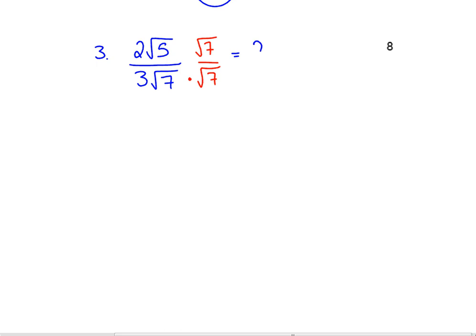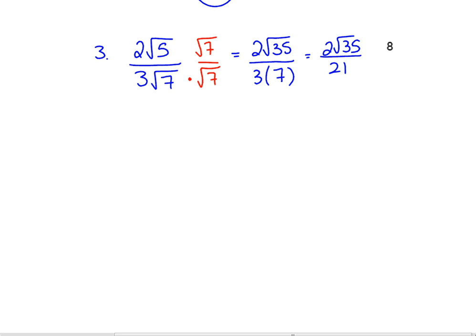2 root 35 divided by, or just 3 times, what's root 49? Just 7, right? Root 7 times root 7 is just 7. Okay, so we have 2 root 35 divided by 21. Can that be reduced in any way, shape, or form? No, we're done. Okay, so if you do have a coefficient on the denominator and it's a monomial, you only need to multiply by the radical. That's it.